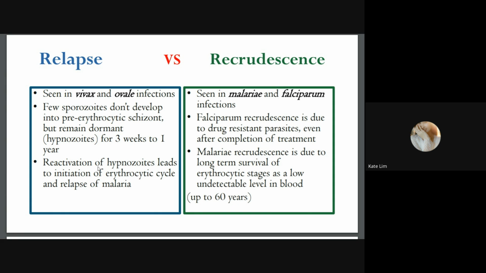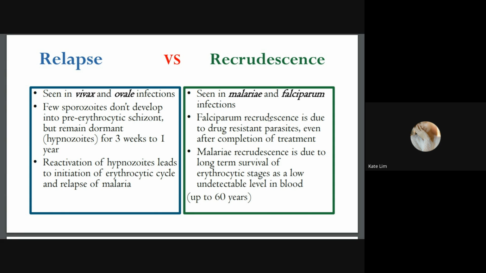Okay, how about the recrudescence? Recrudescence, on the other hand, is seen in Plasmodium malariae and Plasmodium falciparum. In Plasmodium falciparum infections, recrudescence occurs due to drug-resistant parasites that survive treatment and continue to cause symptoms. So even after completing the prescribed treatment, the parasites remain resistant. That is what we call recrudescence.